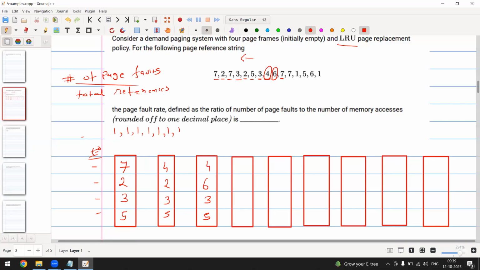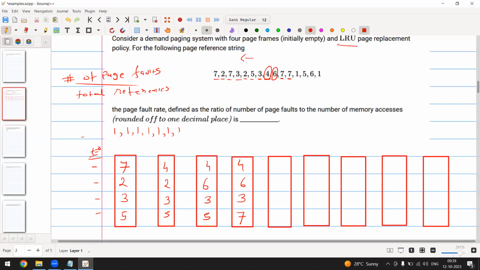So 4 was recently used, then 3 was used, then 5 was used. Oh sorry, 6 was used, then 4, then 3, and 5 is least recently used. I hope you are getting the overall algorithm. You have to just scan left side. So 6, 4, 3 and 5, if you see, 5 was least recently used. So in place of 5, we will bring 7. Now other frames will remain as they are. So again, this is one page fault.